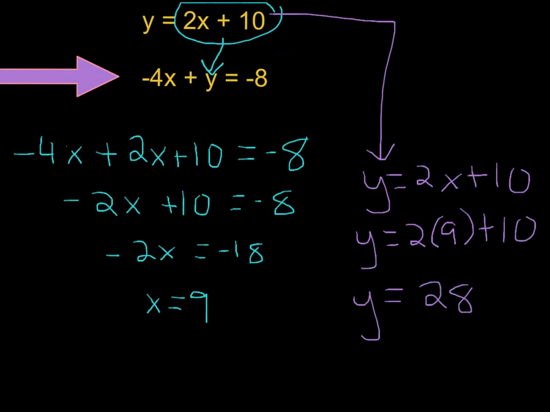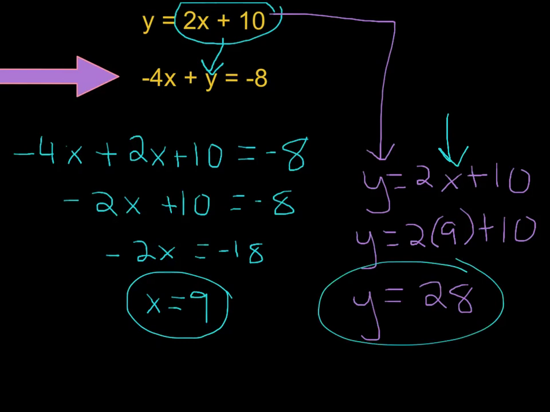So you should have solved that x equals 9, and then plug 9 in for x to solve for y to get that y equals 28. Therefore, those two equations, when you graph them, will intersect at the point 9, 28.